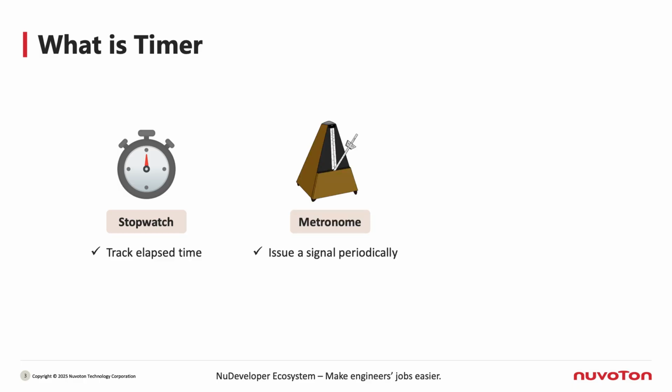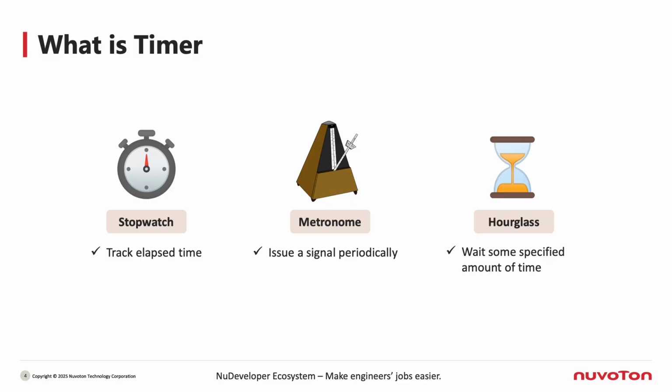Another common use is generating periodic events. You can think of this as working like a metronome. The timer can generate interrupts or act as a trigger source at regular intervals. And the timer can also be used for countdown operations. This is similar to an hourglass. You set a target time, start the timer, and once the countdown completes, it will generate a notification or signal.